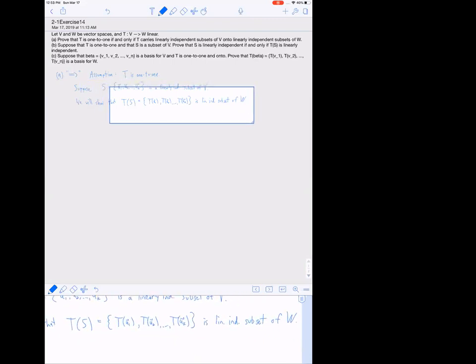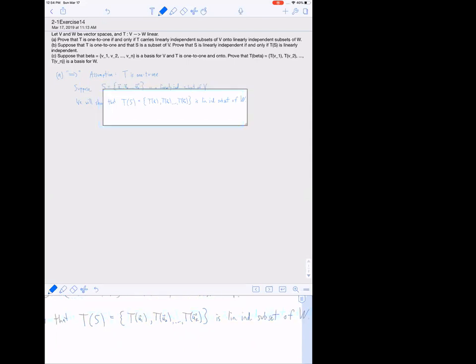What we do want to show is that this set, T of S, is linearly independent. That means that we need to show if you start with a linear combination of these that gives you the 0 vector, then the coefficients must be 0. We want to prove that implication, that if 0 can be represented using these vectors, T of U1 through T of UK, then all the coefficients must be 0.